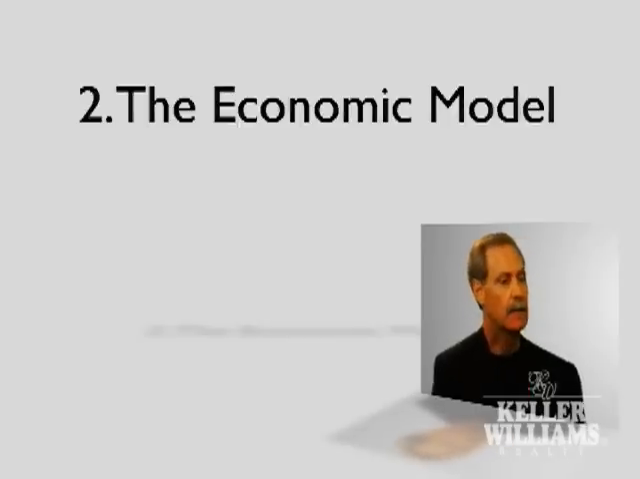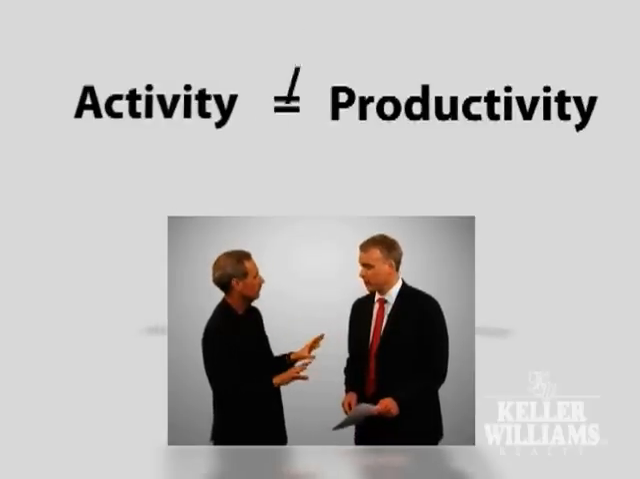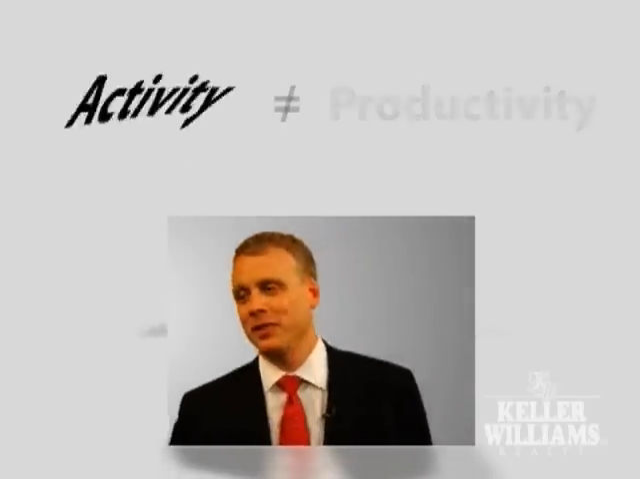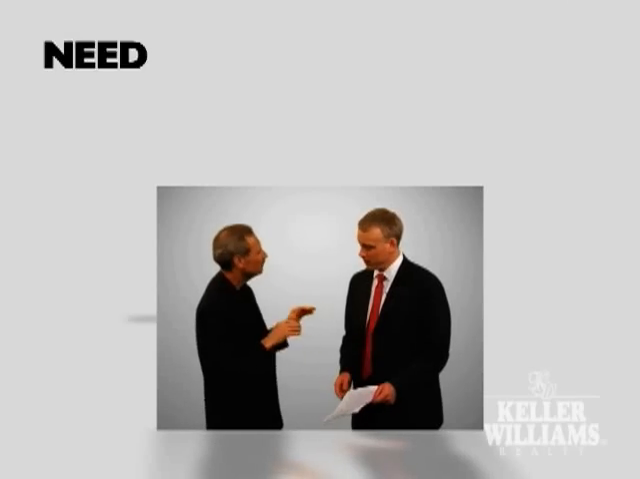Great. In the economic model, we draw a distinction between activity and productivity, right? That's right. You can be making a lot of noise and moving around, but not very productive. Exactly. So we want you to be productive. We want you to do productive things. We want you to do productive lead generation. The point of the economic model was it's all about numbers, and you need to know your numbers.